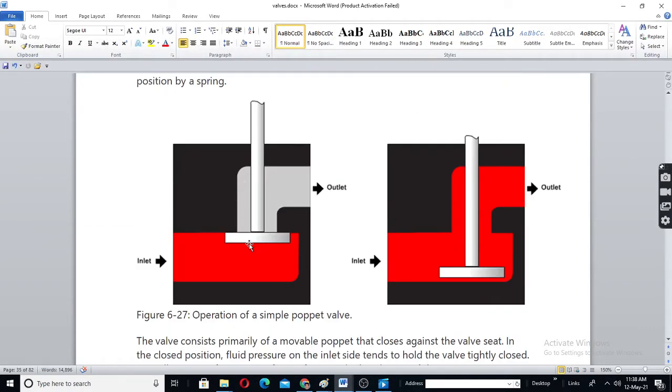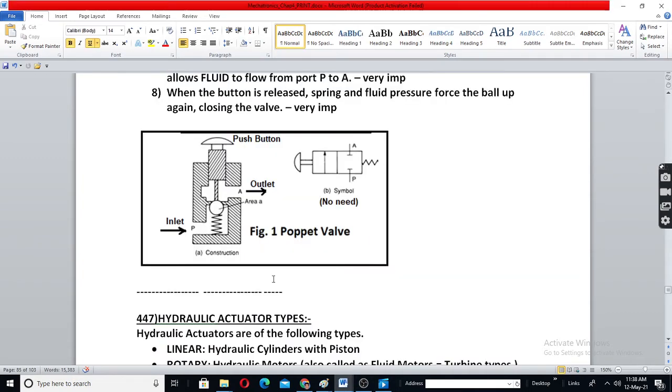This is a plate. Okay, see here. This is the inlet. This is the ball which is held upward by a spring. Means this ball is seated. Hence, this valve is also called as seated valve.